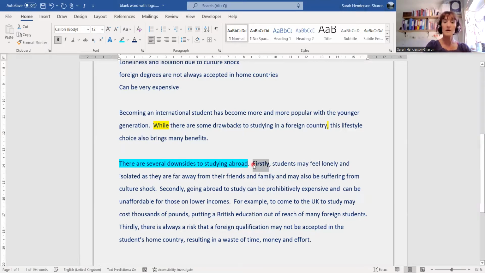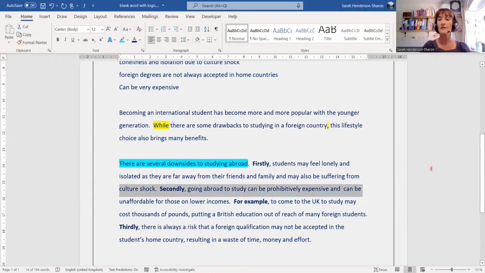Now, linking words are very important in IELTS. And as you can see, I do have some linking words, but they are fairly straightforward ones. So I've got firstly, secondly, thirdly, and also, for example, up here. Now, this is fine. Okay, and when I write my second paragraph, I'm going to show you something a little bit different. But there's nothing wrong with words like this, as long as you don't overuse them.